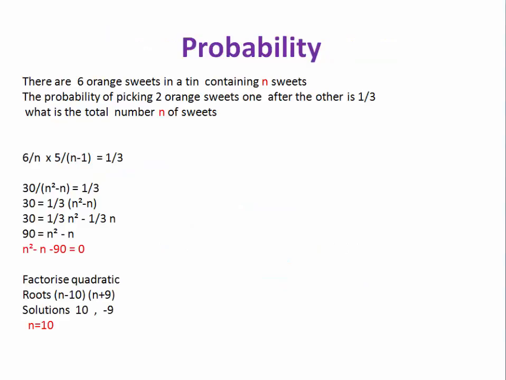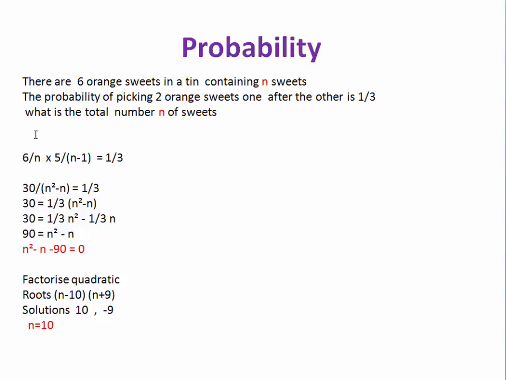Just going to go over a question that fooled a few people. There's 6 orange sweets in a tin containing n sweets. The probability we're told of picking 2 orange sweets, one after the other, is 1/3. So the sweet isn't replaced. And the total number of sweets in the jar is n. So there's n number of sweets, and we've been told that we need to find n.